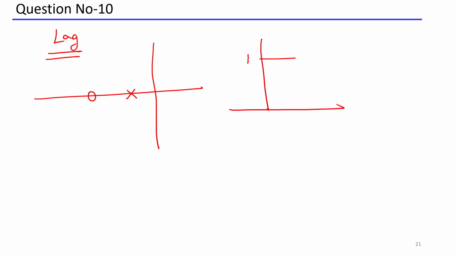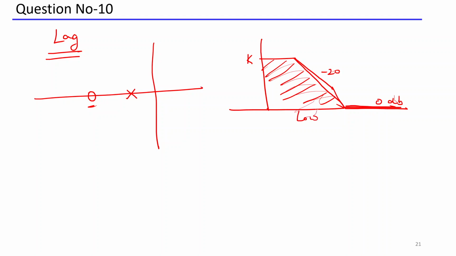If you quickly draw the Bode plot of the system, how will it be? Let's say I have an initial gain of k, then you encounter a pole. Encountering a pole means minus 20 decibel per decade. Then you encounter a zero, so you go back to the same slope. If you come back from minus 20 and add 20, it will be 0 decibel. So you can clearly see that it is a low pass filter, which allows only the low frequency component and blocks the high frequency component.